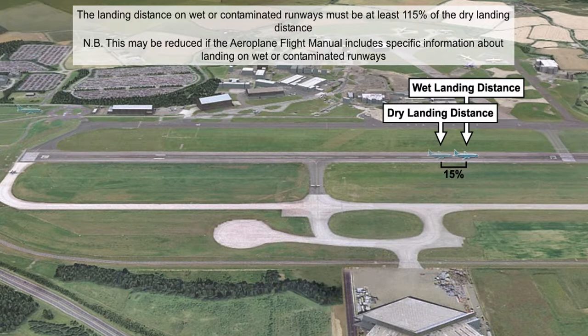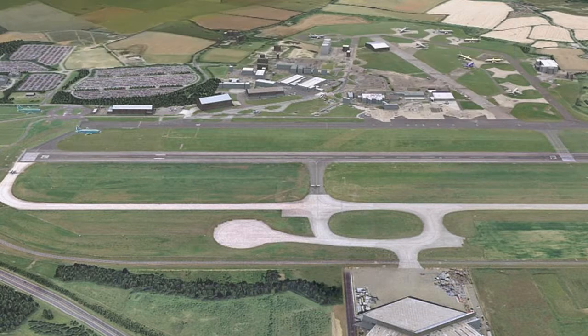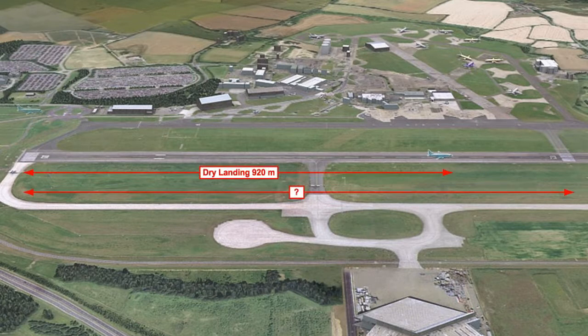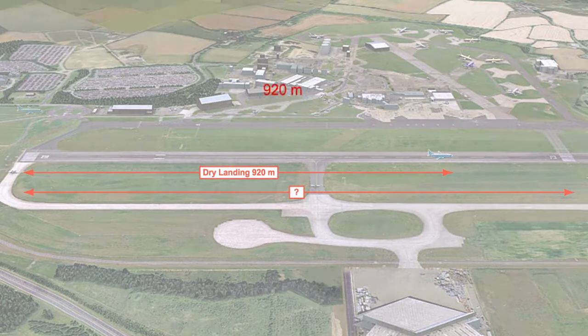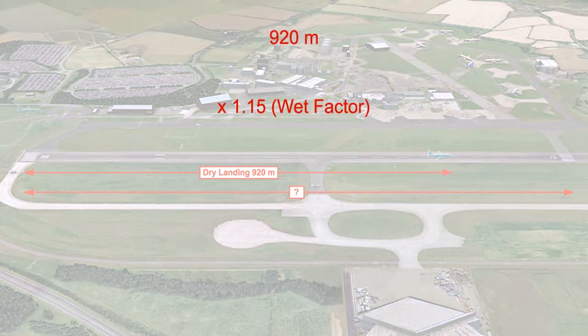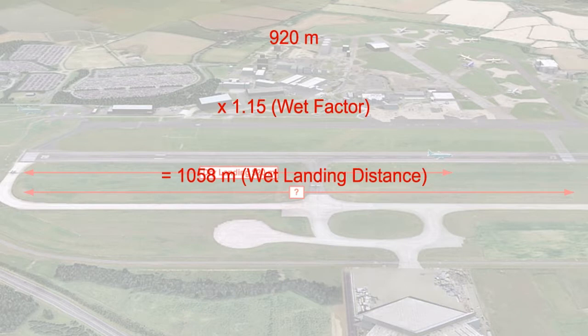Now let's work through an example. If the dry landing distance of a turbojet airplane is 920 meters, what would the minimum landing distance available have to be if the runway was wet? Since the runway is wet, we have to increase the landing distance by 15%. We do this by multiplying 920 meters by a factor of 1.15. Therefore, the wet landing distance is 1,058 meters.